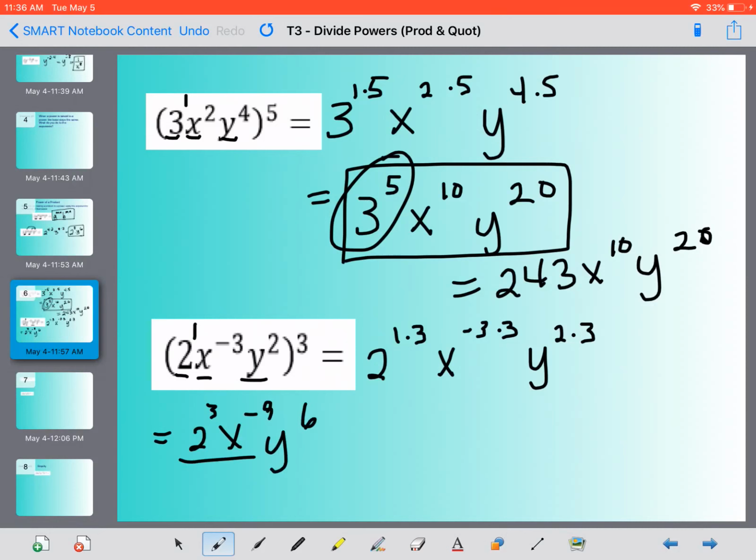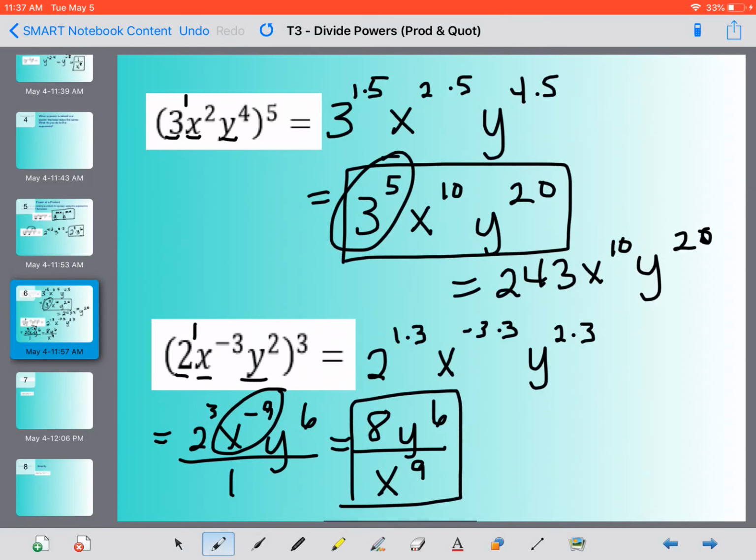Now, since this is all over 1, anything with a negative exponent has to change to the bottom. If it was in the bottom, you'd change it to the top. So on the top, 2 to the 3rd is 8, y to the 6th. Those both have positive exponents, so they're going to stay in the numerator. And then x to the 9th will come down in the denominator to be positive. So your answer is 8y to the 6th power all over x to the 9th.